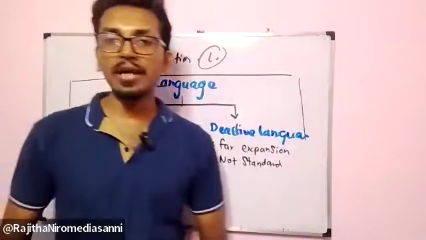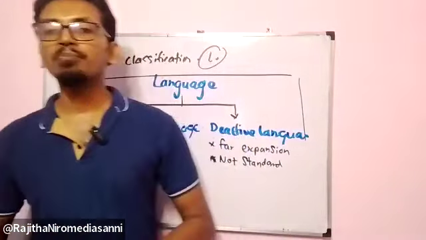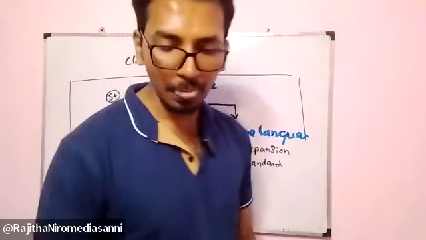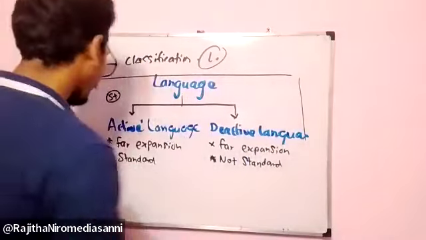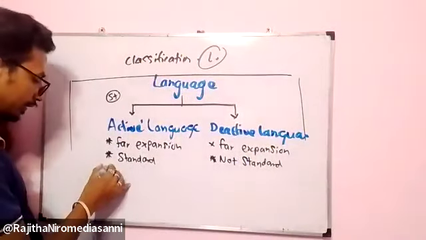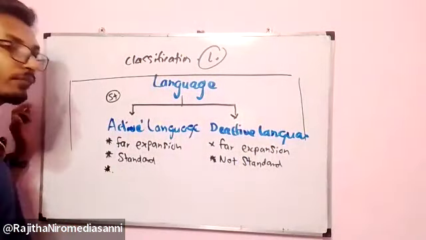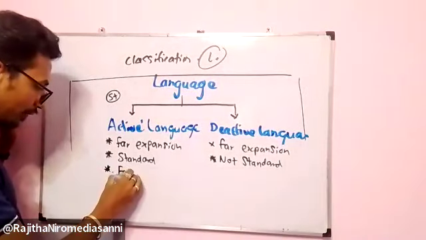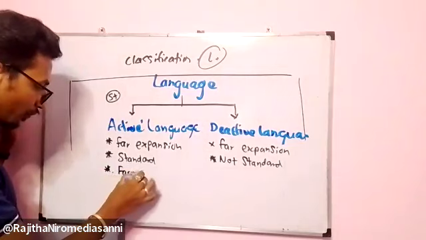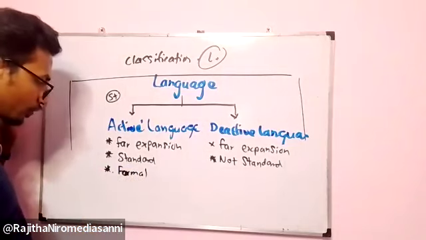People can't understand. Why? Only a few people know that. Most of the people don't know the meaning. That's the thing. Now put the third star. These active languages are very formal.